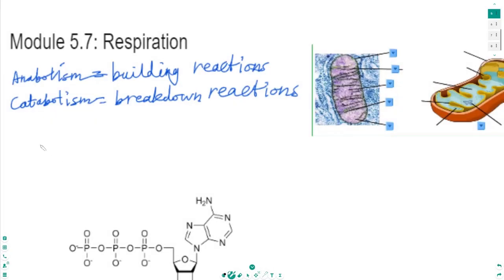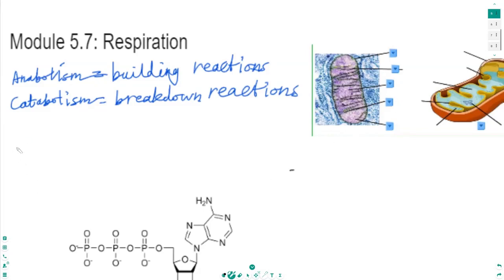So those are the two types of metabolic reactions that occur within living cells. Both plants and animals do respiration, but plants also do photosynthesis, which is covered in a separate series, which I will do.